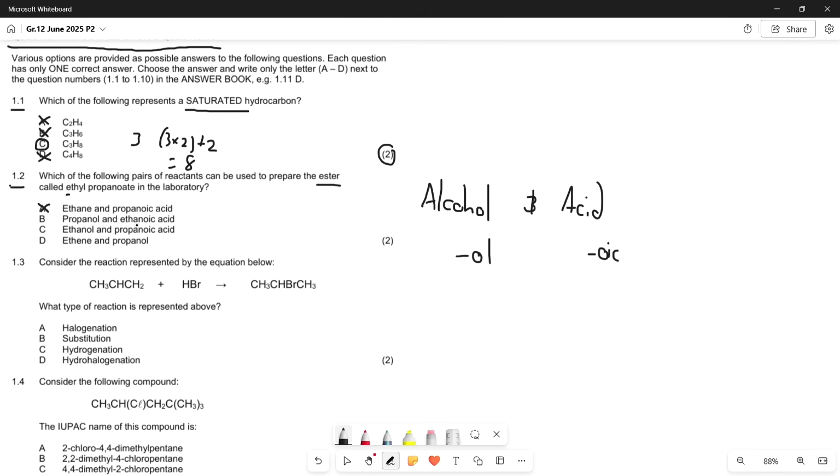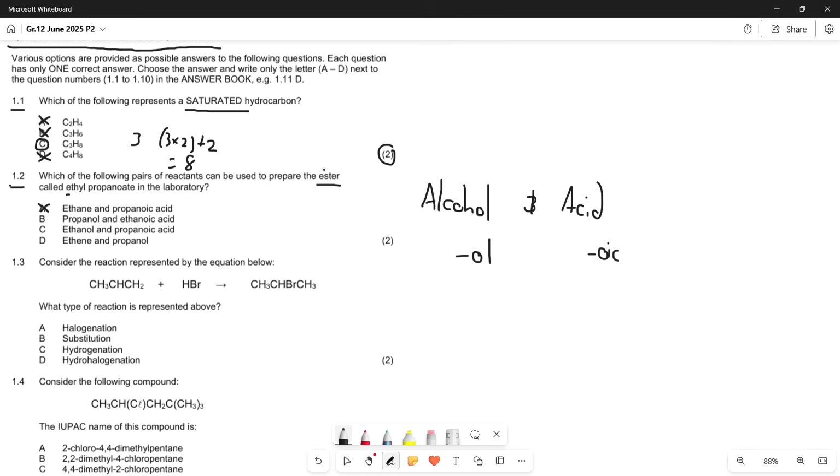Okay, we have an alcohol, we have an oic acid. We can keep that option for now. We can see if there are any other alcohols. And then C over here says ethanol and propanoic acid. Okay, that also has an alcohol there, except the eth and the prop between B and C are swapped. Okay, so we just need to see which one is corresponding and correct with the initial ethyl propanoate that we are comparing to. And then D over here says ethene and propanol. This is an alcohol and a double bond of a hydrocarbon, which means it doesn't have an oic acid.